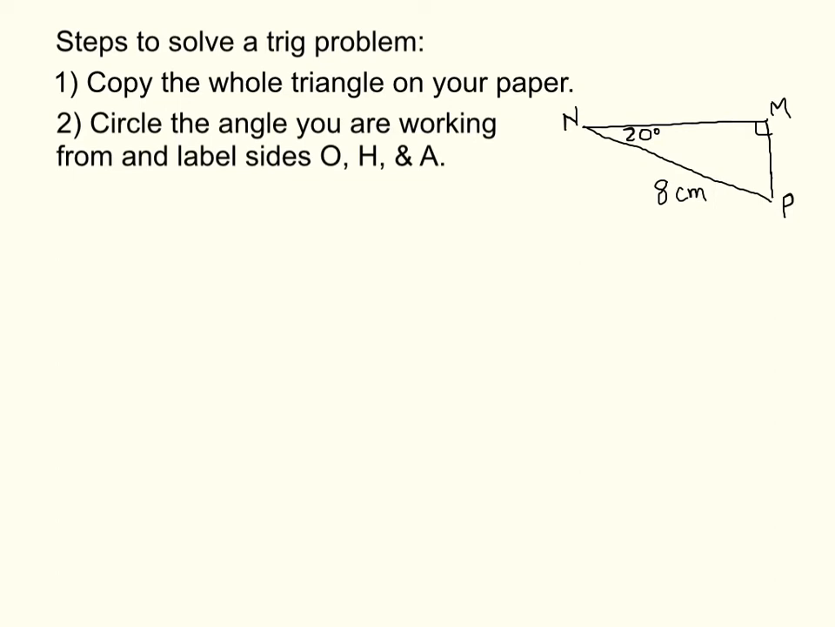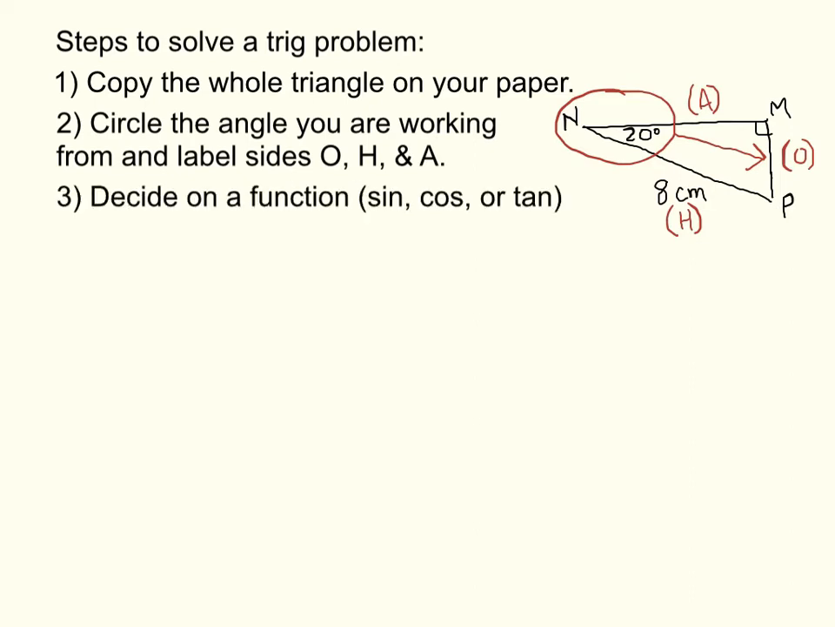Our second step is to circle the angle that you are working from. So in this case, we're working from angle N because that's the one that we know. And we're going to label the sides as opposite. So the one that's opposite of angle 20 is our opposite. And our hypotenuse is always the one across from the right angle, and the adjacent is the one that is left over. Your angle that you're working from will never, ever, ever be the right angle itself. You're only ever going to work from one of the acute angles that you are given.